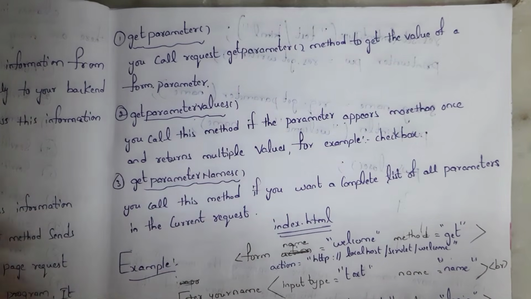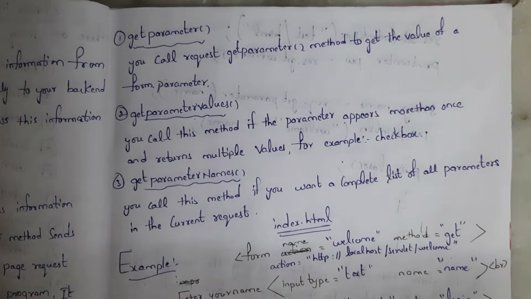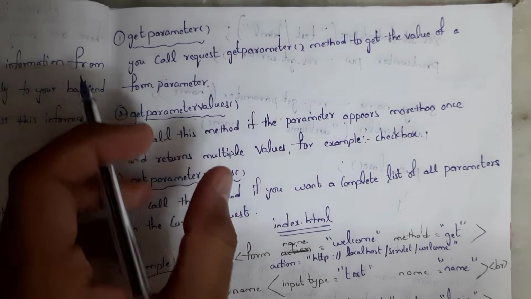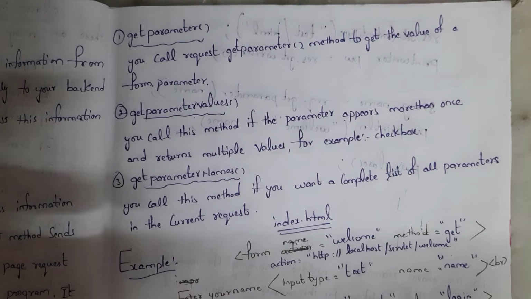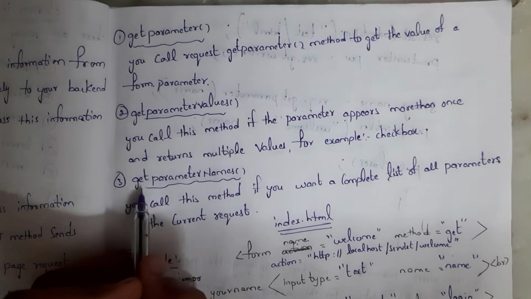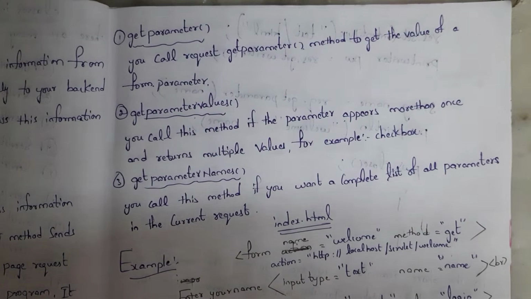First one, getParameter method. In order to get the value of a form parameter, we use the getParameter method. If a parameter appears more than once and returns multiple values, then we use the getParameterValues method, for example a checkbox. And if you want a complete list of all parameters in your request, you use the getParameterNames method. These are the three methods that are used to handle form data.